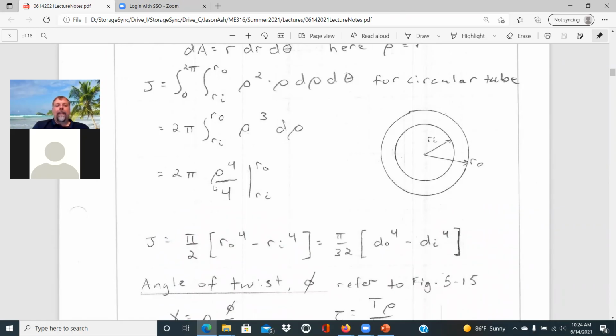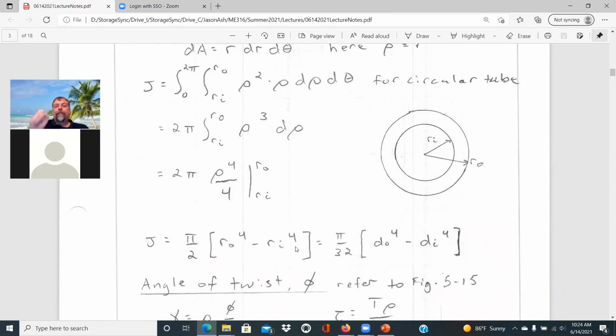And so that will cancel. One of the 2's will cancel in the numerator with the 4 in the denominator to leave us with a 2 in the denominator. So that'll give us pi over 2. And then plugging in our limits of integration, we'll have an outer radius to the 4th minus an inner radius to the 4th.